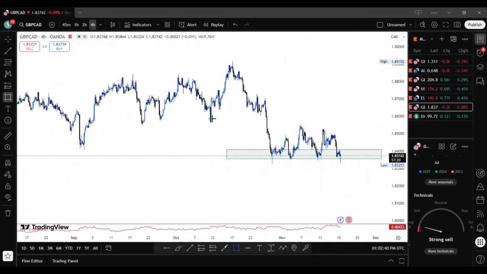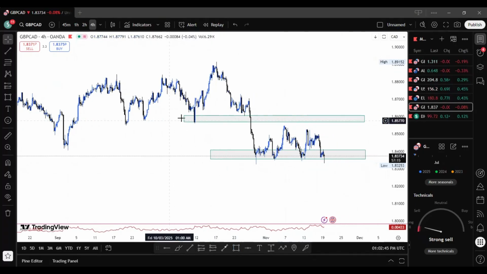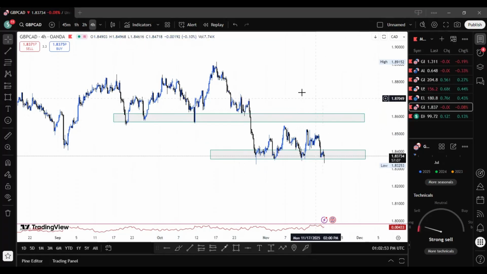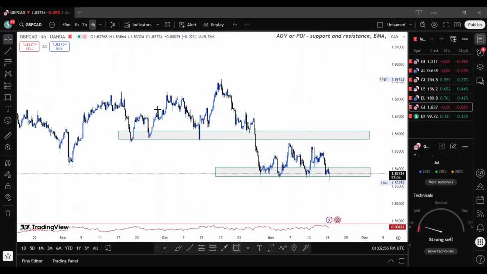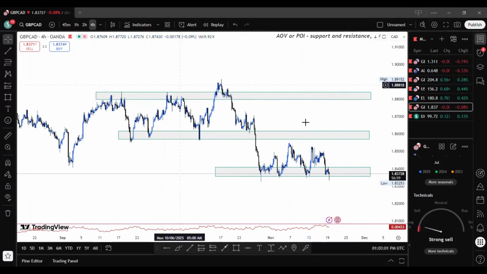So let's draw another one over here. This is another one, and it should be tested multiple times. As you can see, tested here, tested here, tested here. Then we expect the price to actually test from there. If you want to add one more, you can draw this particular place as your resistance zone. So here we expect selling pressure to set in.